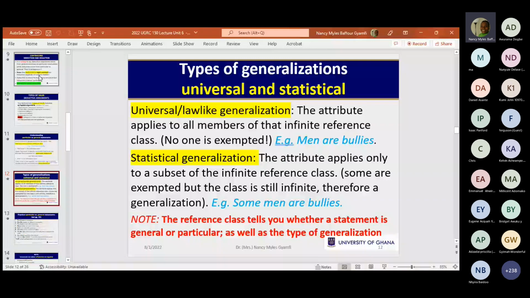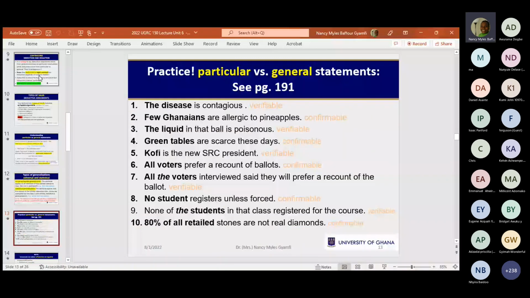But inside that set, you make exemptions. So most Ghanaians are hospitable. Two out of 10 women have done so. So the reference class is 2 women. You just qualified it with an exception, so it's a statistical generalization. You see so many examples. I reference page 191 to help you. See, even describe what they are. You know all these. Look on your screen now.